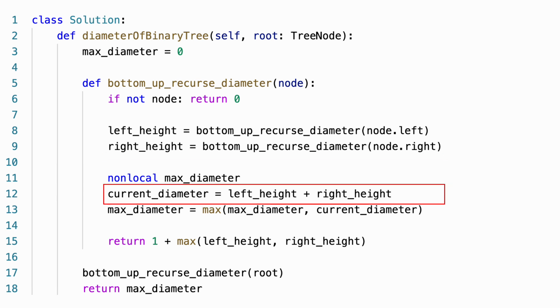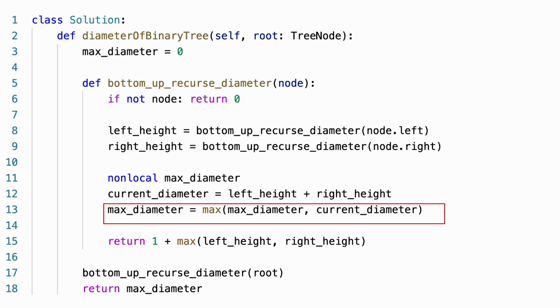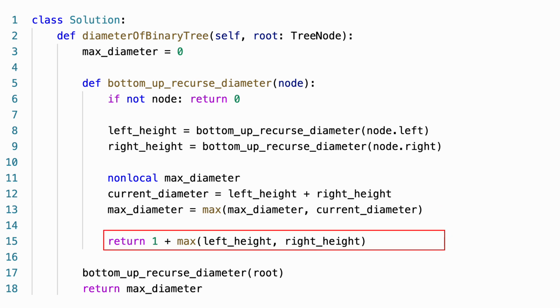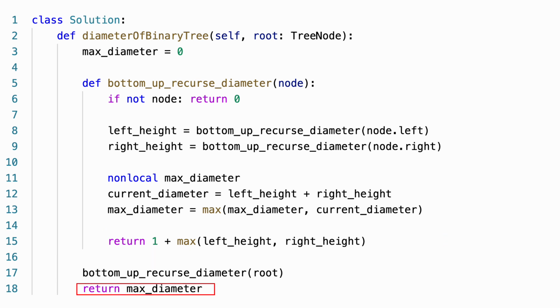We calculate the diameter with the current node being the root, which is the sum of left branch height and right branch height. We keep track of the max diameter seen so far. We compute the return value for the parent node, which represents the height of the current sub-branch. Then finally we return the max diameter.